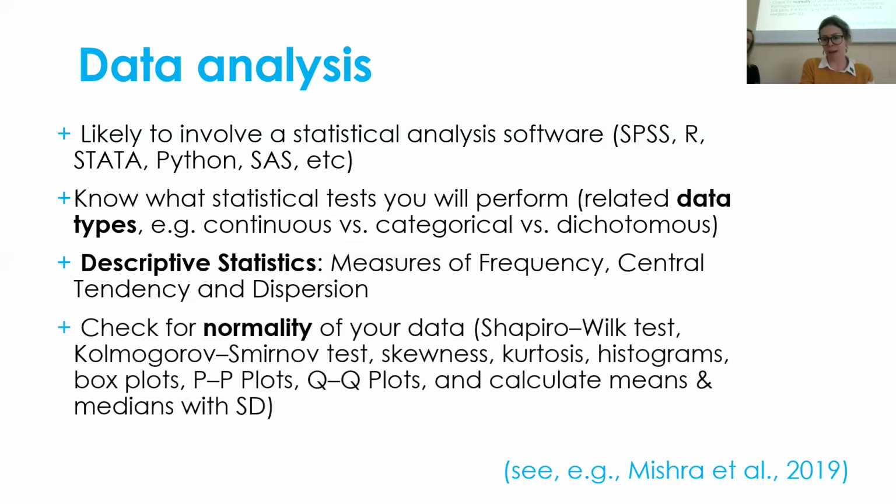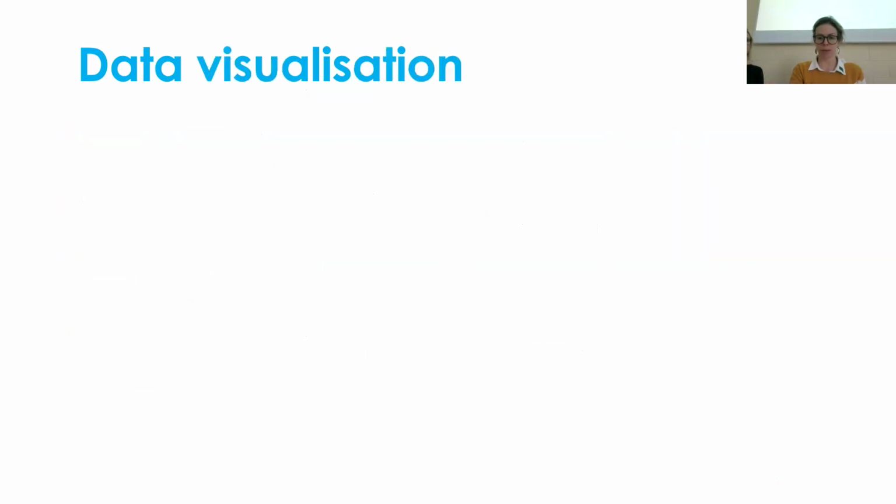We check for normality. You can do this by using specific tests like the Shapiro-Wilk test. You can also check for skewness or kurtosis of your data. And then plotting, right? Histograms, box plots, sometimes line graphs, PP plots, QQ plots. So this is again for normality. And then of course, calculate your means and medians, right? So this is pretty basic stuff.